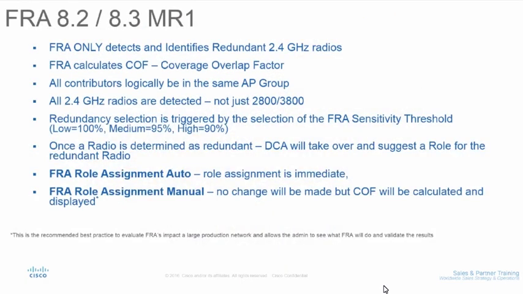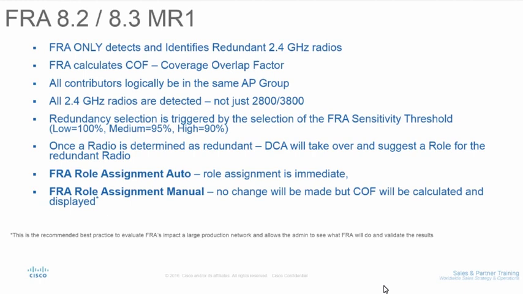Some points to make note of in the current shipping release of code is that FRA detects and identifies just redundant 2.4 gig radios. It does this through a process we call coverage overlap factor. It's a calculation that's performed on the controller. All of the APs within an AP group are contributors to the coverage overlap factor of the APs in that group. So if I have two APs that are adjacent to each other that are in two different groups, the coverage overlap won't be calculated between those two APs. So it's only within the APs within the AP group.